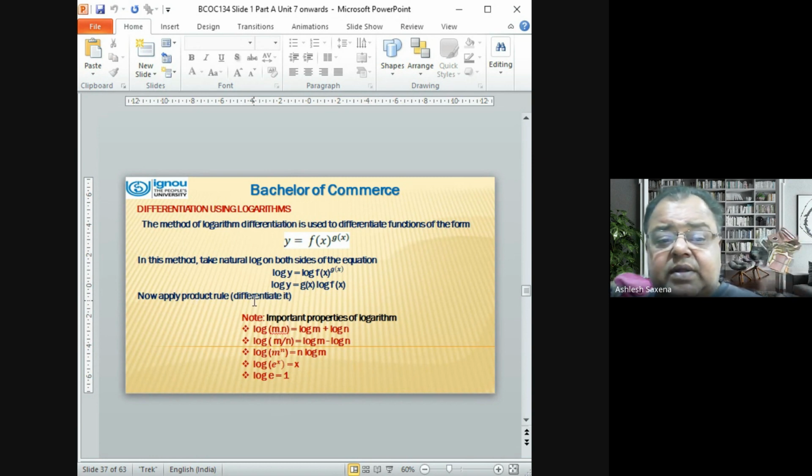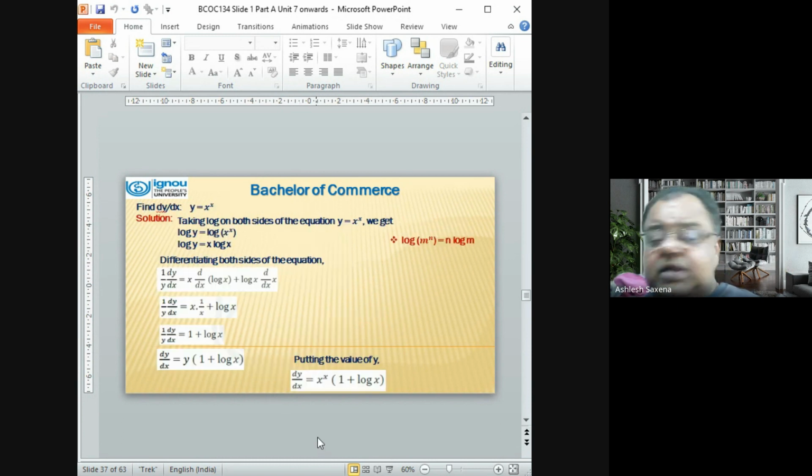This is the method when we apply logarithms on both sides. This is the function. This will become log y is equal to log of all this, and we will be applying this property, and we will be bringing this power in front of log x. Now we will see how it is solved.